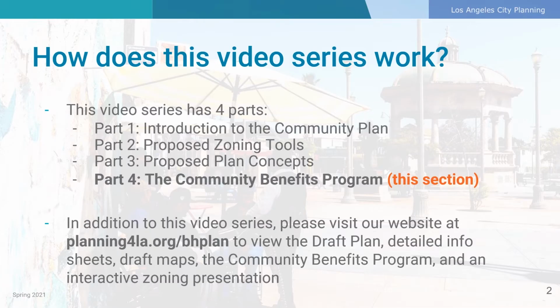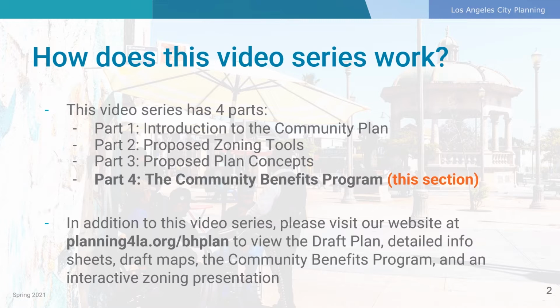This is part 4 of a 4-part series of presentations. This section, part 4, is a closer look at the Boyle Heights Community Benefits Program, which is a program to incentivize affordable housing development within the community plan. Part 1 provides an overview of community planning and the Boyle Heights Community Plan. Part 2 provides a look at zoning and the zoning tools used in the Boyle Heights Community Plan. And Part 3 provides an overview of the plan policies.